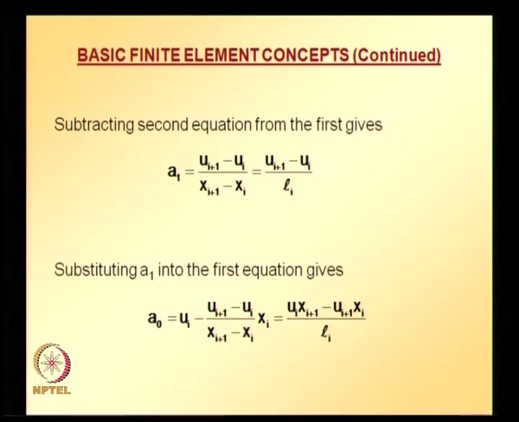And now you determine what a naught and a1 are. What you can do is substitute back these coefficients a naught, a1 into the linear trial solution that we started out with, and then do some mathematical manipulations in such a way that you bring the terms having coefficients ui and ui plus 1 separately.